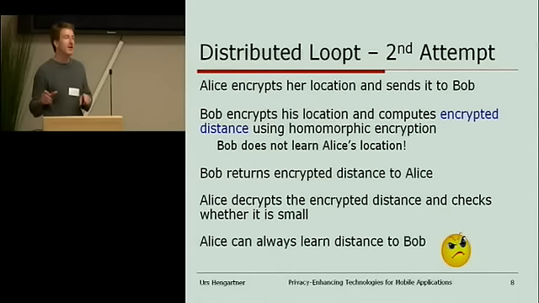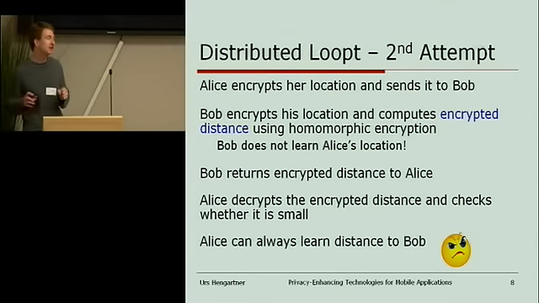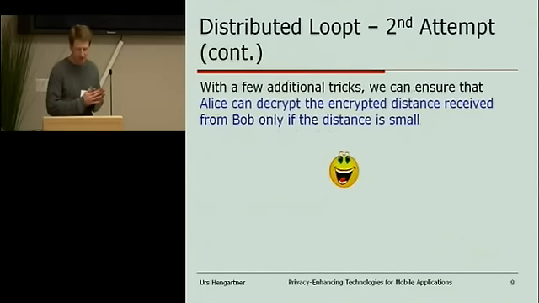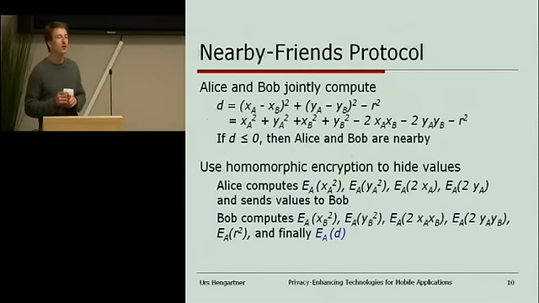So here Bob doesn't learn any information, but we still have a problem. Alice can always learn the distance to Bob, and that's not what we want. She should learn the distance only if Bob happens to be nearby, so if the distance is small. As it turns out, there are a few additional tricks with the help of which we can implement this feature. So Alice will be able to decrypt only if the distance is small. On the next few slides, I'm going to outline two possible tricks to do this. Before I do that, let's take a closer look at the actual protocol, how it works behind the scenes.